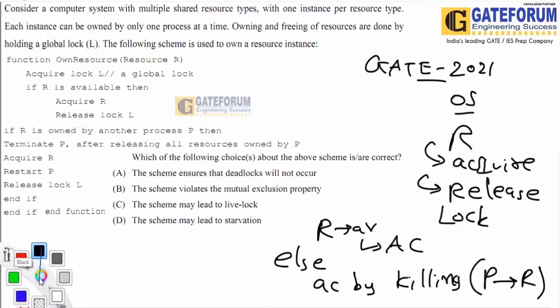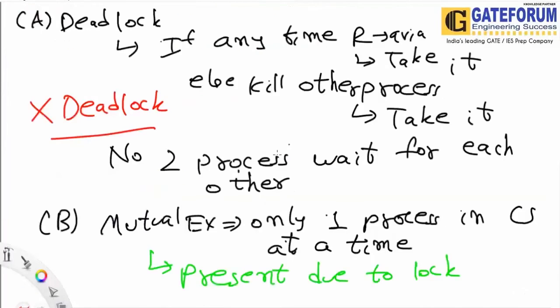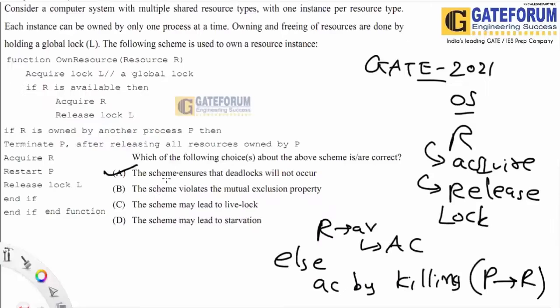So if you check the options, deadlock will not occur. That's correct. We have already checked that deadlock does not occur because no two processes wait for each other. Second, we check whether mutual exclusion is present. So this option is not correct, because mutual exclusion is present.